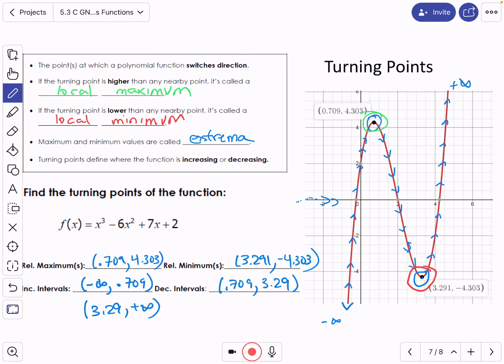So notice that we talk about increasing and decreasing intervals in terms of x. The x value is like the anchoring coordinate of where your input is. And we talk about maxima in terms of both where they're located in x, but also what their output is, the actual value at that x.